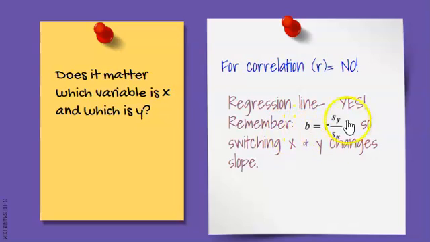Because remember, here's our slope equation. It's the standard deviation of y divided by x. So if we flip-flop these, our slope is going to change. It definitely matters which one you use for x and which one for y.